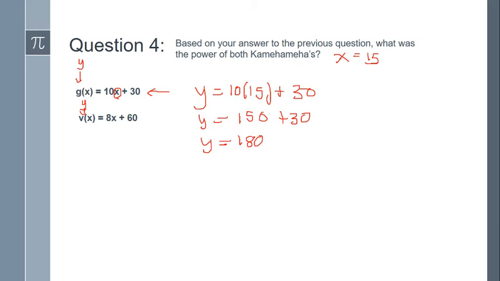And if we plug that same 15 into the bottom equation, we would have got the exact same answer. We would have got 180. Because remember what these are again. These are lines, and I'm basically looking for where they cross. That's what we're always looking for when we're solving these systems.